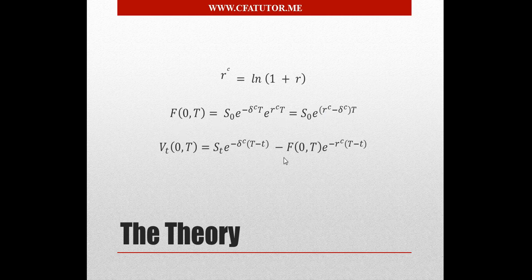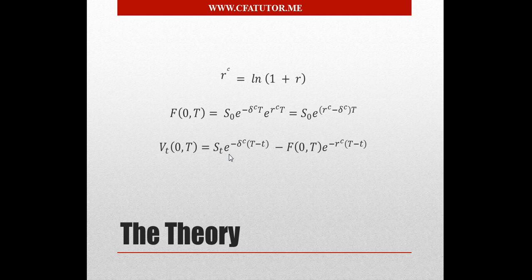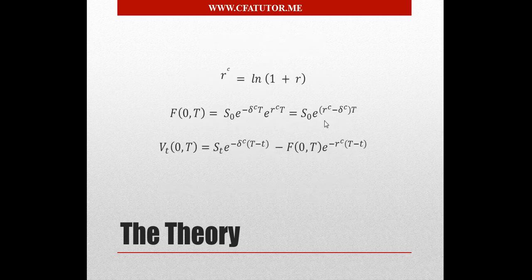And this formula looks almost the same as the value in the discrete world, except that it's using continuous time. So here we are removing the impact of the dividend, and over here we are discounting the forward price using the risk-free rate. This formula also looks the same as this formula, except that it's assuming a continuous world. Again, all these details are available in the reading, and you could have a look if you need to understand how this is working.